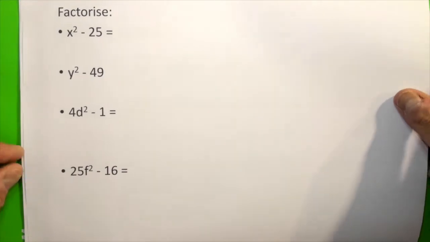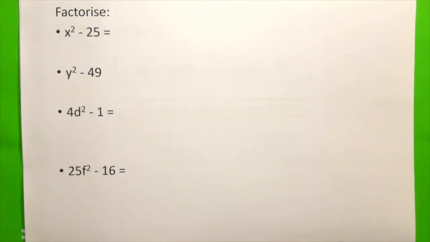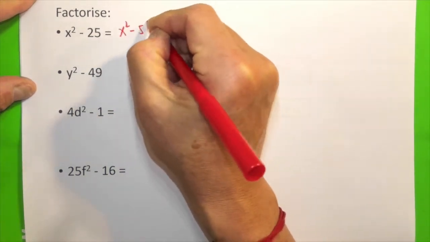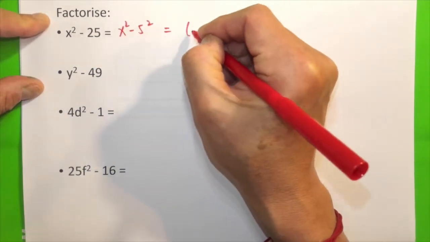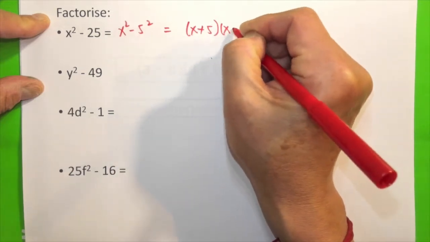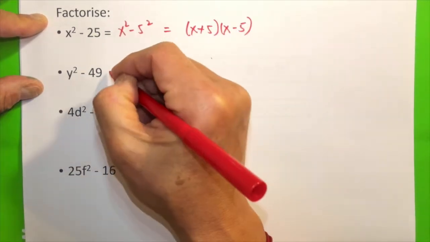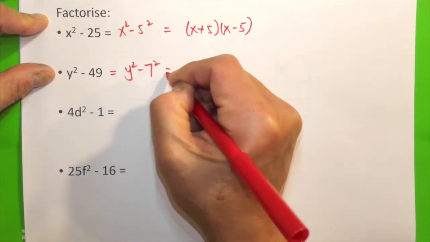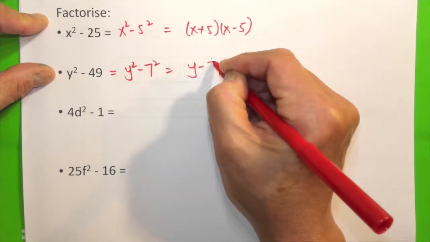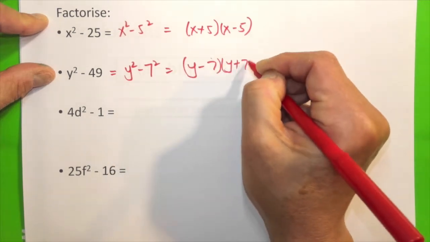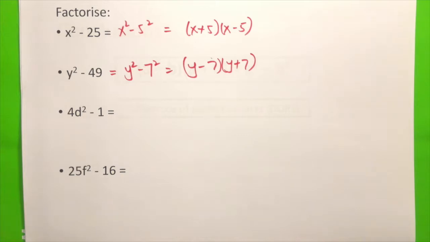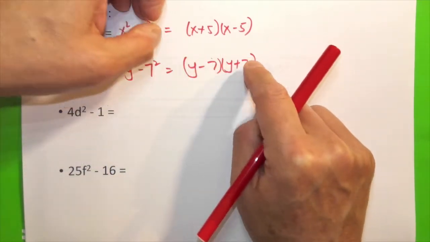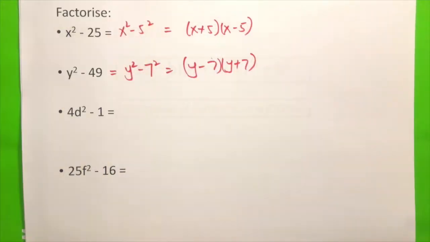Let's do some examples. x squared minus 25. That is x squared minus 5 squared. So that equals (x + 5)(x - 5). What about this? y squared minus 49 is y squared minus 7 squared. That is (y - 7)(y + 7). In fact, it doesn't matter whether the minus is in the first bracket or the second bracket. You should come up with the same answer.